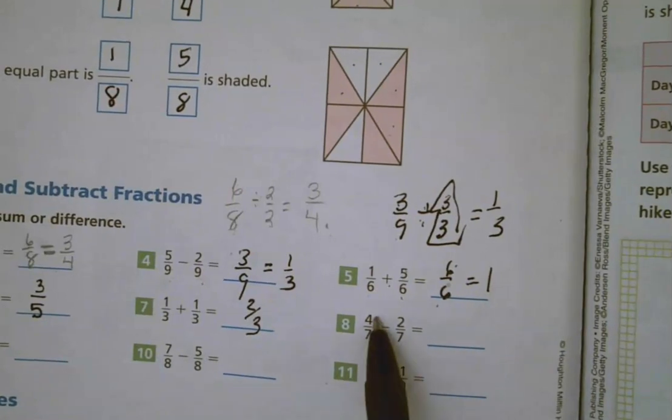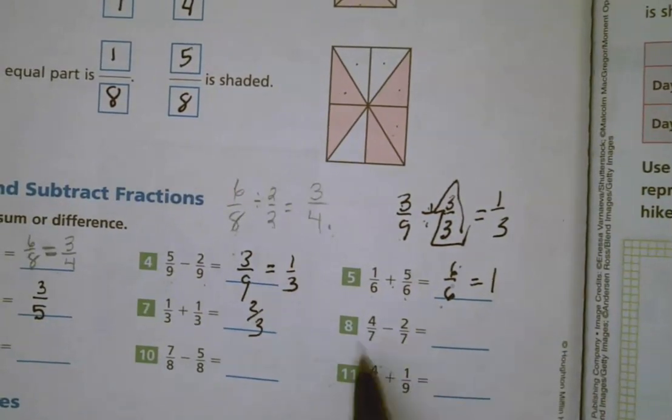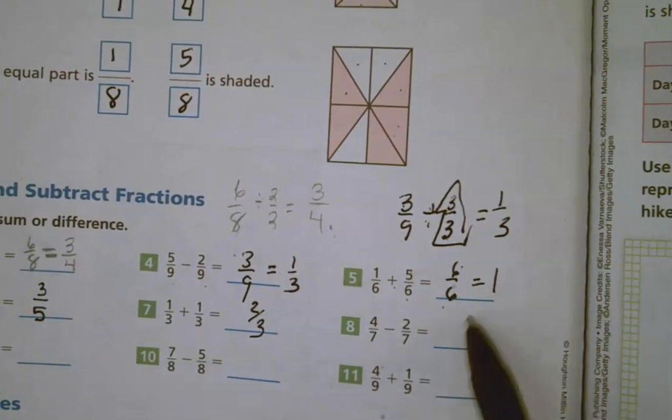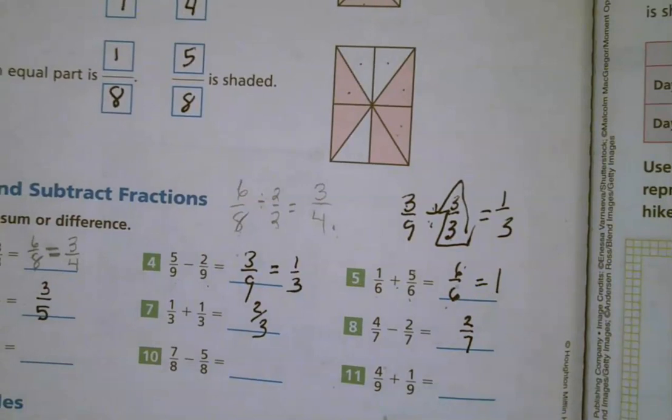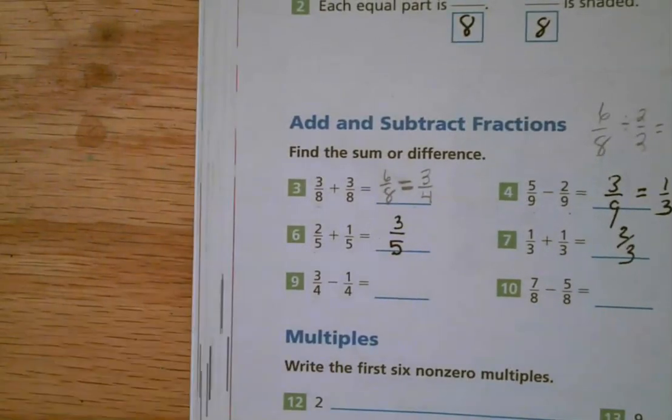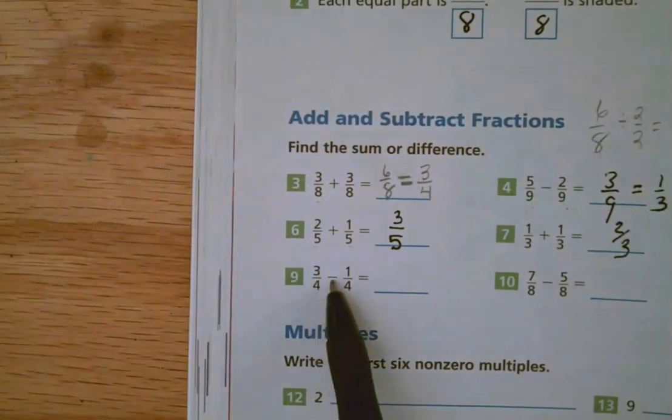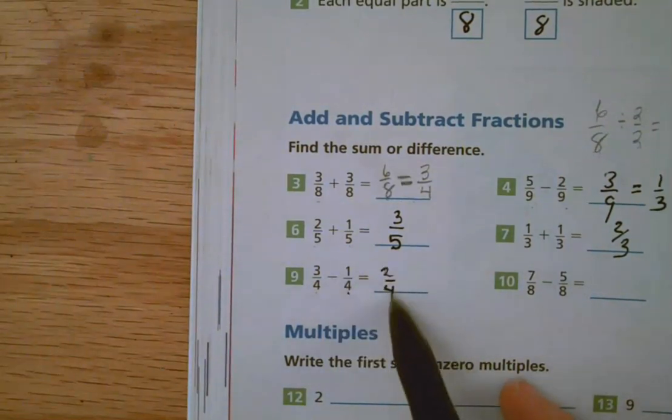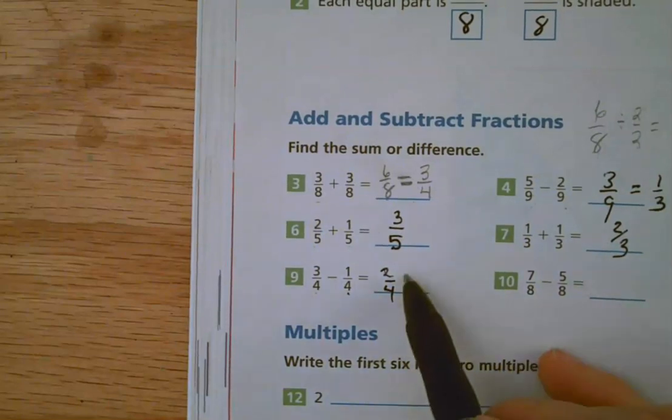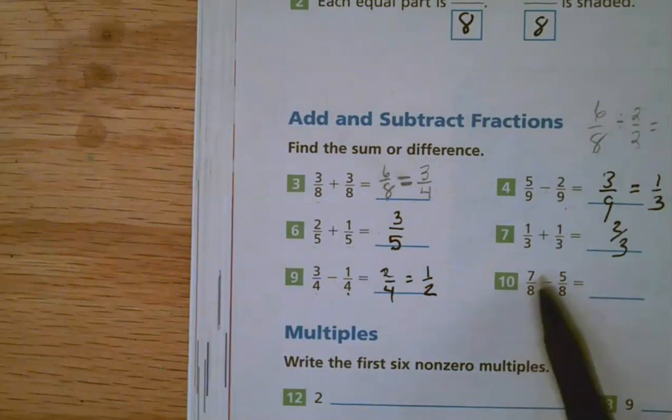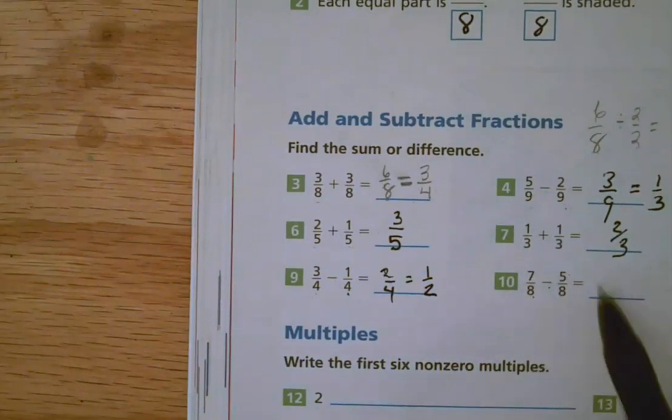Number 8, I have 4/7 minus 2/7. So if I have 4/7 and I take away 2/7 of it, I know I'm only going to have 2/7 remaining as a difference. And that cannot be simplified. If I have 3/4 and I take away 1/4, I'm going to have 2/4 left. And we know that 2/4 is equivalent to 1/2, so it can simplify to 1/2. And then here's 7/8 minus 5/8, so I'm going to leave 2/8.